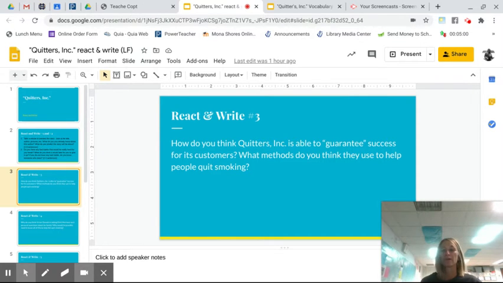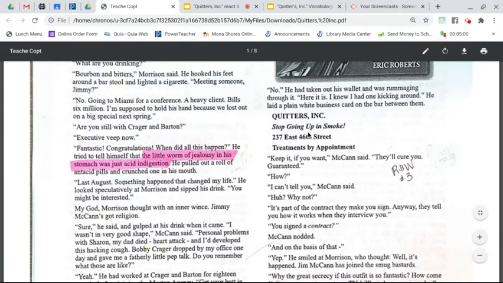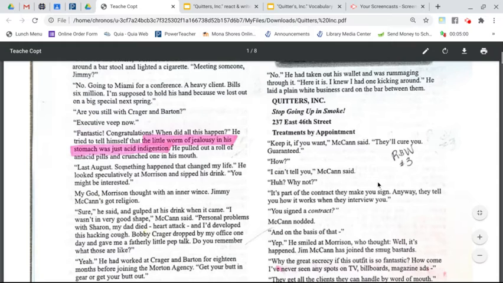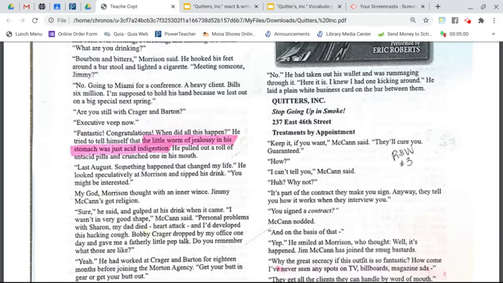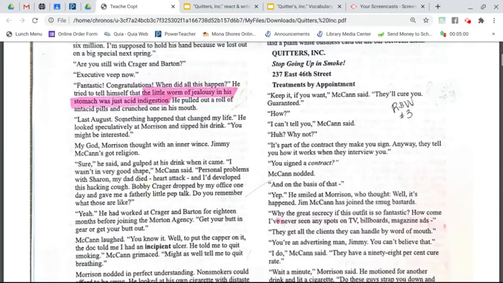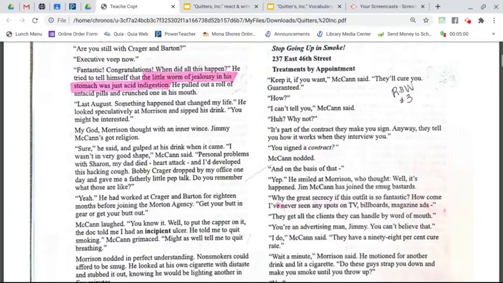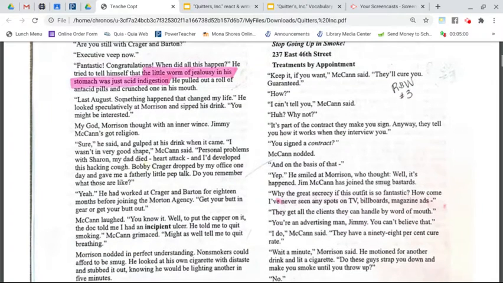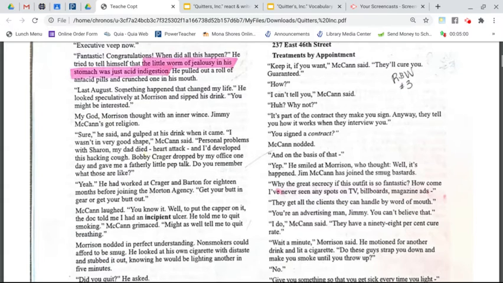They'll cure you, guaranteed. Okay. How? I can't tell you, McCann said. Huh? Why not? It's part of the contract they make you sign. Anyway, they tell you how it works when they interview you. You sign a contract? McCann nodded. And on the basis of that, yep, he smiled at Morrison, who thought, well, it's happened. Jim McCann has joined the Smug Bastards.